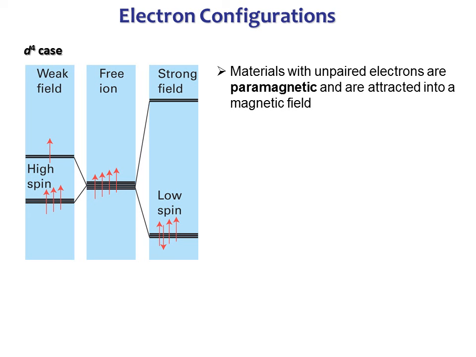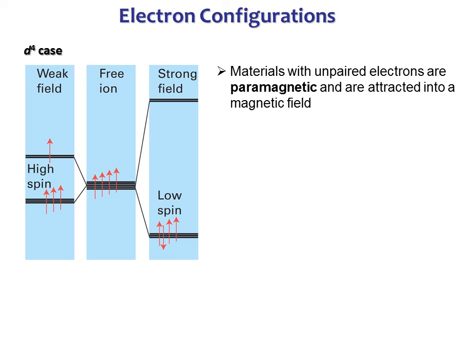For the d4 case, the electron could go in one of 2 places, so there are 2 possible arrangements of electrons depending on whether the crystal field splitting, 10 Dq, is large or small. If it's large, we call this the strong field case, and the 4th electron will pair with one of those in the t2g orbitals. If the gap is small, we call this the weak field case, and it can easily enter one of the eg orbitals.